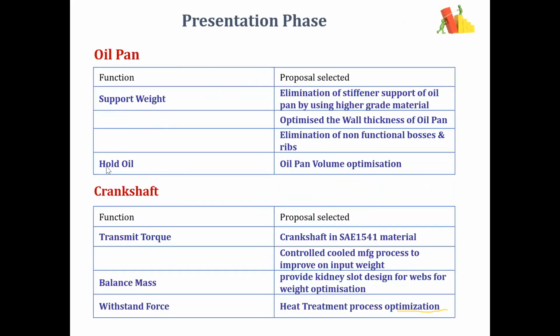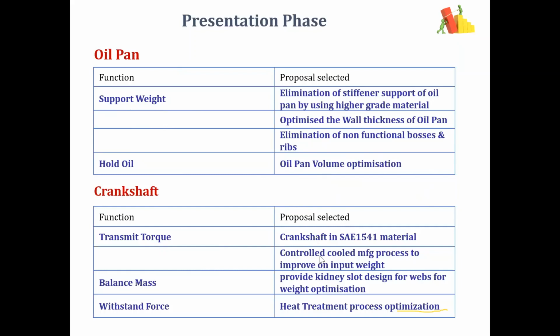The function is to support weight, to hold oil. To hold oil, you're reducing the volume by 30%, and to support weight, you are going to eliminate stiffness support, optimize the wall thickness, and eliminate non-functional passes and ribs. And for the crankshaft, you're going for an alternate material, and also for an advanced manufacturing process, right?